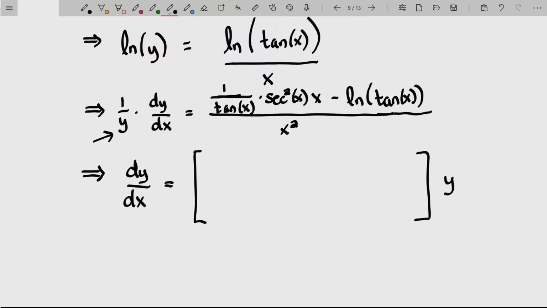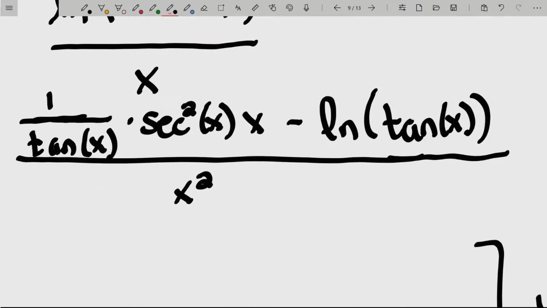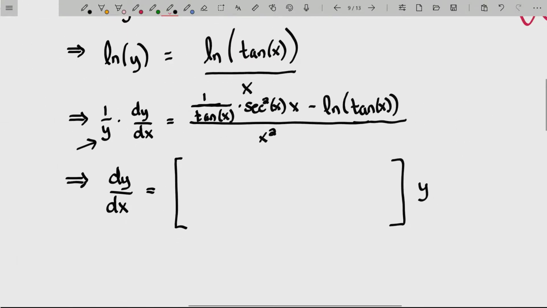And the stuff within the brackets, actually this whole fraction that you're looking at right here, I'm just going to multiply numerator and denominator by the tangent of x so that I don't have that silly 1 over tangent of x waiting out front. So I'll have a secant squared of x times x. I should write that x out front. Sorry about that. Move that over.